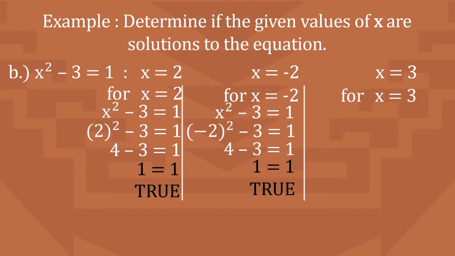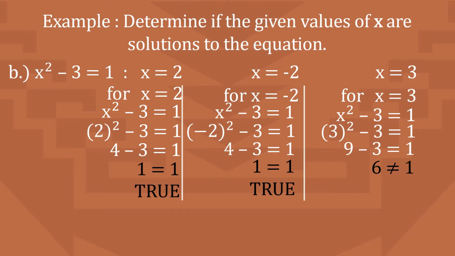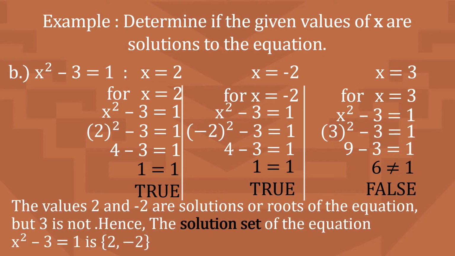For x equals 3, copy the equation, substitute the value of x to the equation. It will become quantity 3 squared minus 3 equals 1. 3 times 3, 9, minus 3 equals 1. 9 minus 3 equals 6. 6 is not equal to 1. Therefore, this is false. The value of 2 and negative 2 are solutions or roots of the equations, but 3 is not. Hence, the solution set of the equation x squared minus 3 equals 1 is a set of 2 and negative 2.